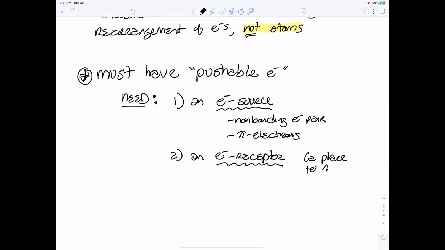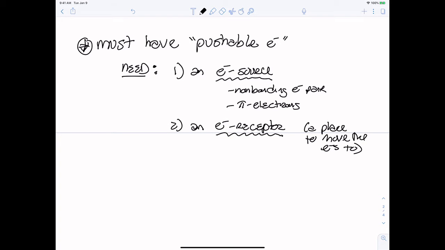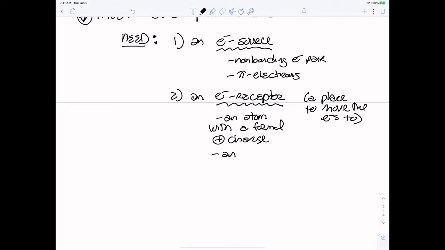Right? A place to move the electrons to. And that can be a couple different things. So an atom with a formal positive charge, an electronegative atom, so something like oxygen, sulfur, nitrogen, and then an atom that has pushable electrons on it itself. So you can actually move two sets of electrons. You can have your original source, and then you go and move them onto an atom that has electrons that you can displace, electrons that you can move. So an atom with pushable electrons. And hopefully this will make more sense when we do some examples.